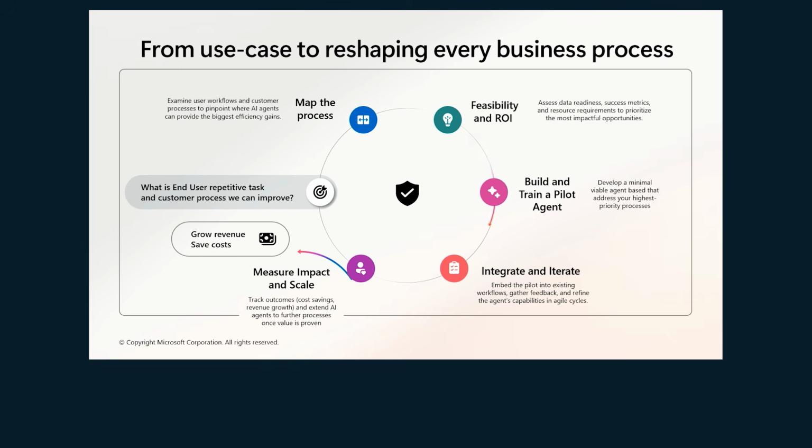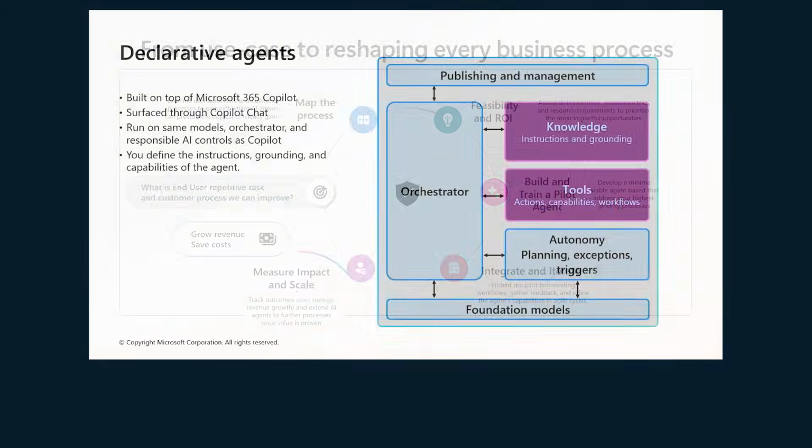Once you have identified a high-priority process, build a minimal viable agent to address it. Integrate this pilot into your existing workflows and gather feedback to continuously improve. Track outcomes like cost saving and revenue growth to validate the agent's impact. From there, you can expand its use to other processes, reshaping your entire business landscape, one agent at a time.